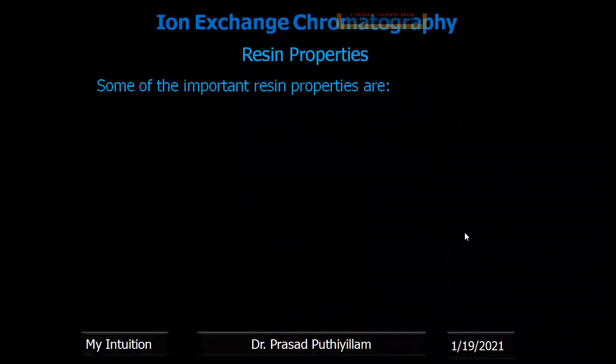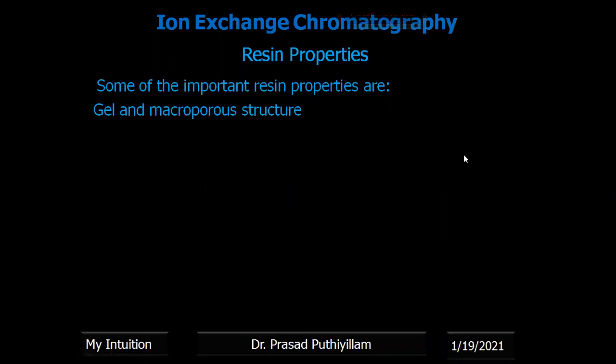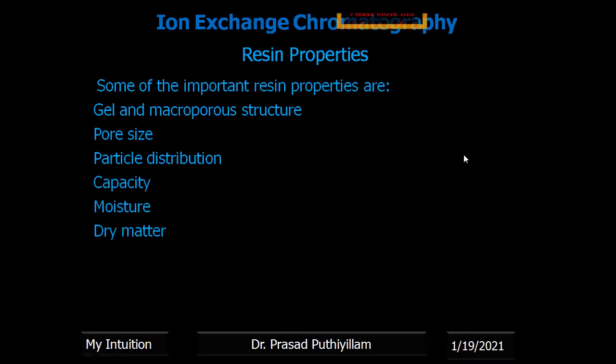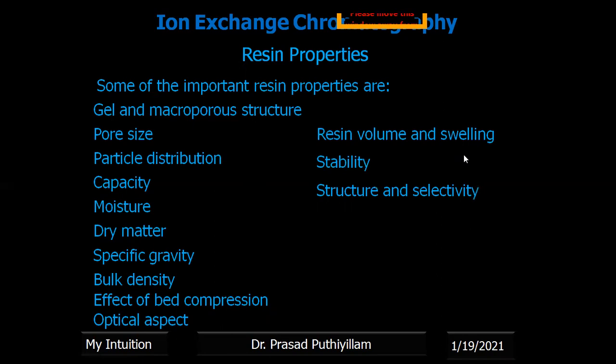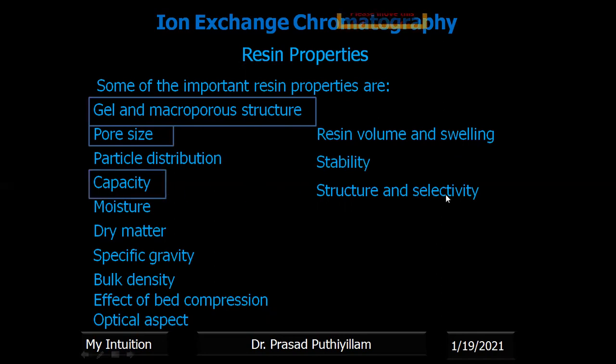Some of the important resin properties can be listed out here. They are gel and macroporous structure, pore size, particle distribution, capacity, moisture content, dry matter, specific gravity, bulk density, effect of bed compression, optical aspects, resin volume and swelling, stability, structure and selectivity. I'm not explaining all of them, as some can be explained generally, but some of the terms which are important to ion exchange resins are gel and macroporous structure, pore size, capacity, as well as the selectivity.